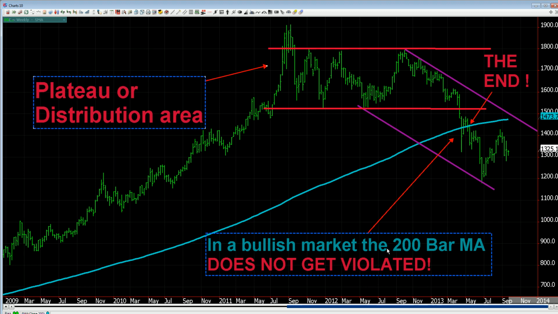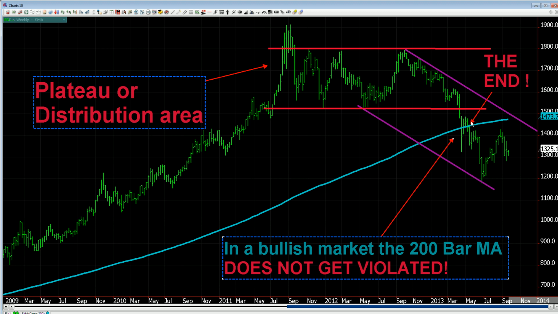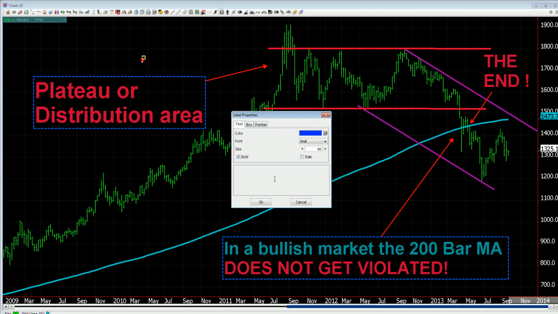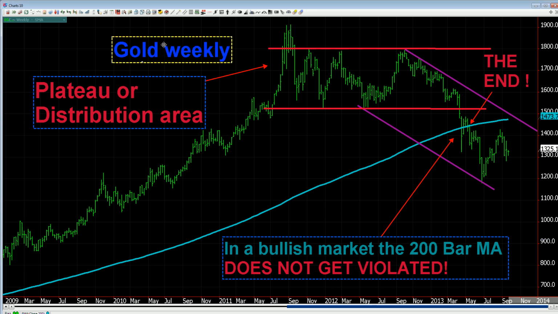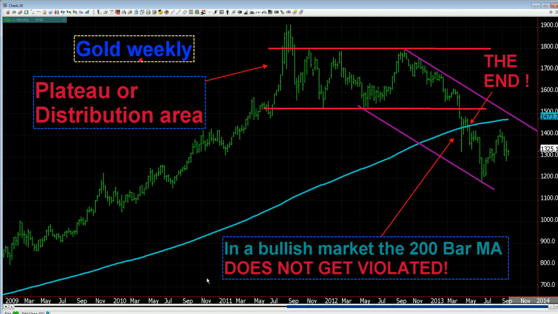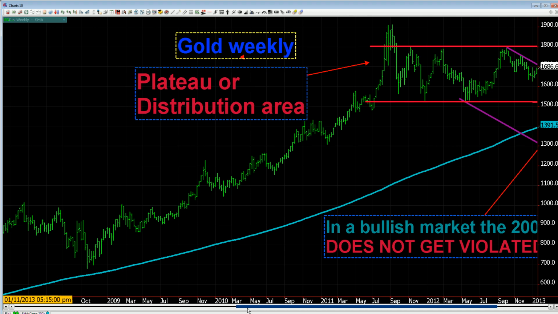The gold market, when it's in a bull market, does not violate the 200 bar moving average. A bullish market does not violate the 200 bar moving average. Now, this is gold weekly, traders. It's the gold weekly bar. Each one of these green bars represents 1 week's worth of trading. Let's look back at the 200 bar moving average.